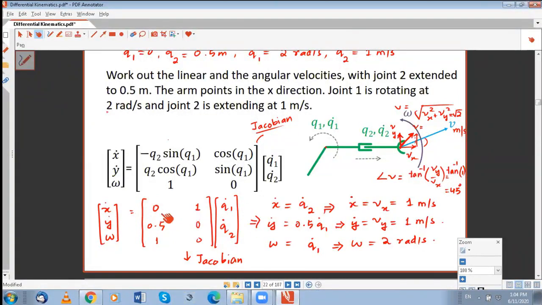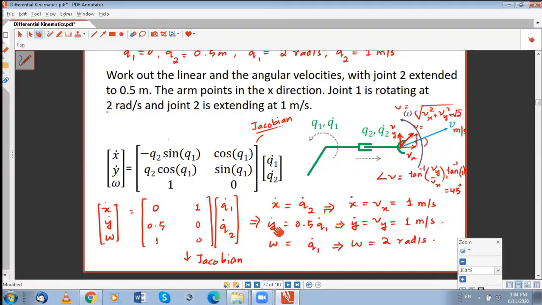If you do not want to write it in the matrix vector form, you can just do multiplication. X dot is 0 times q1 dot plus q2 dot. So x dot is q2 dot. And we know that because q2 is a linear velocity, it's contributing to the linear velocity part, Vx of the tool frame. And that's 1 meter per second.